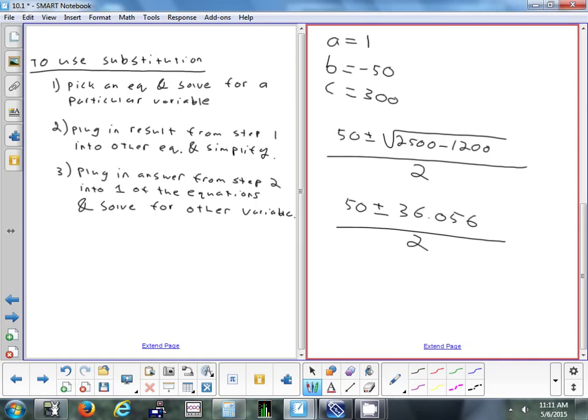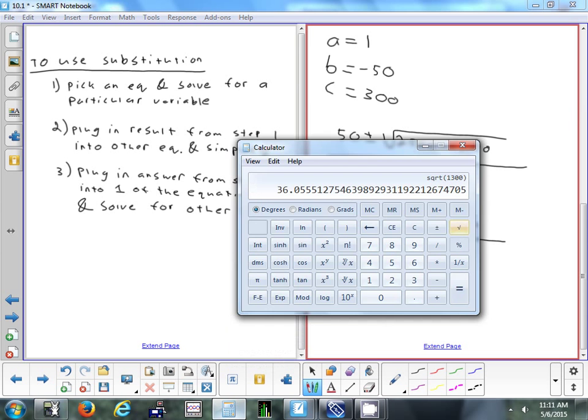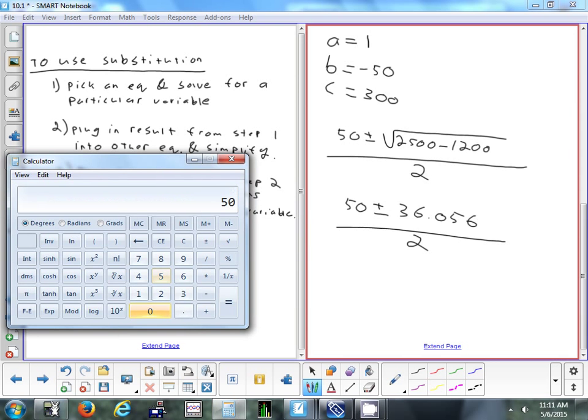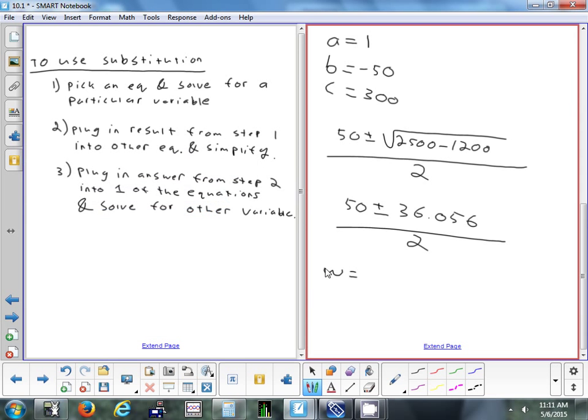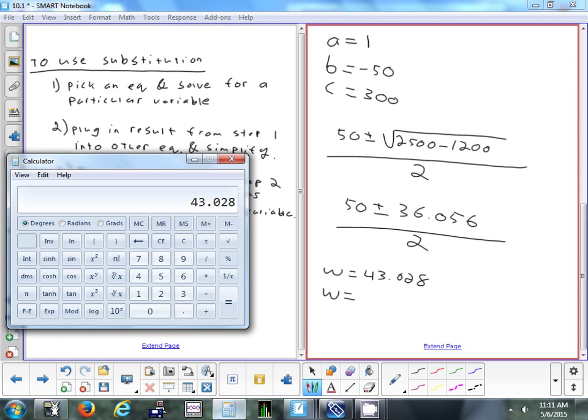Am I going to get a negative answer when I do the plus or the minus here? Cody? No. Nope. I'm not going to get a negative either way. So let's write down both and see what happens. We've got 50 plus 36.056 divided by 2. So one answer we get is 43.028. Okay, other answer we get 50 minus 36.056 divided by 2, 6.972.